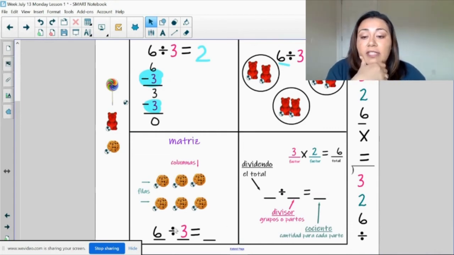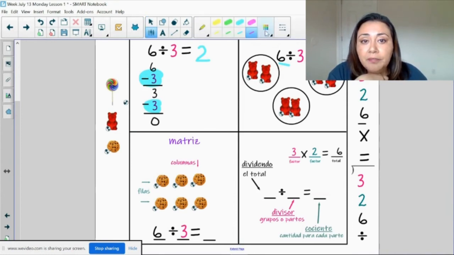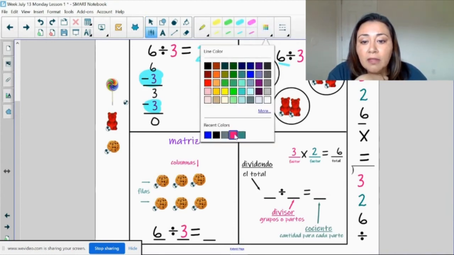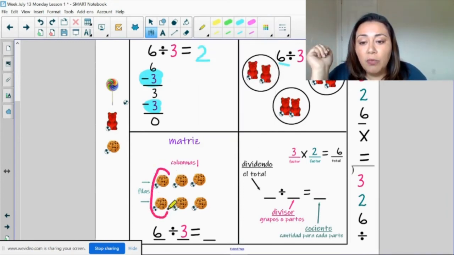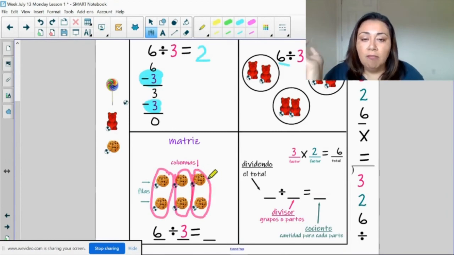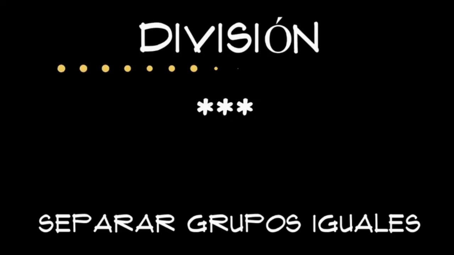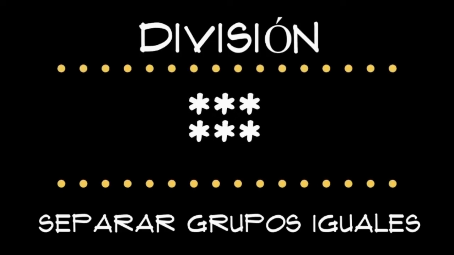A ver, entonces 6 dividido por 3, 1, 2, 3, nos da un resultado de, vamos a ver, vamos a primero identificar los grupos. Aquí está un grupo, 2 grupos y 3 grupos. ¿Vieron qué fácil es la división? División, separar en grupos iguales.